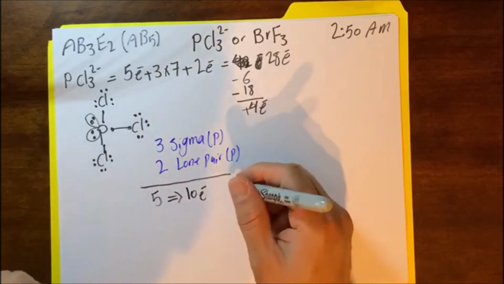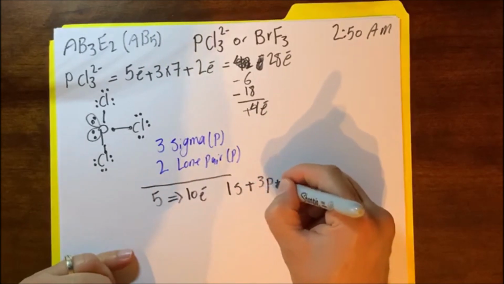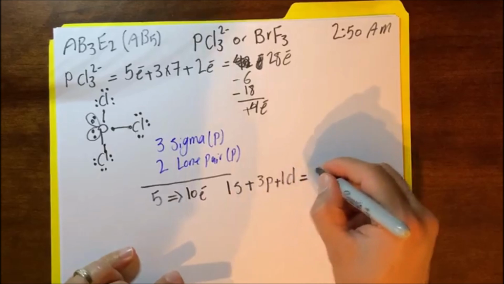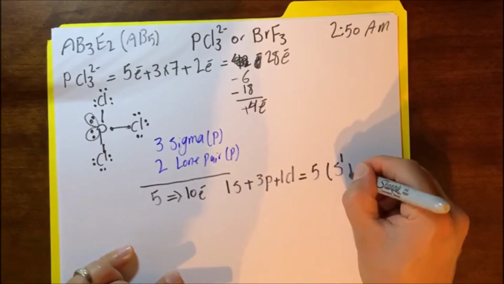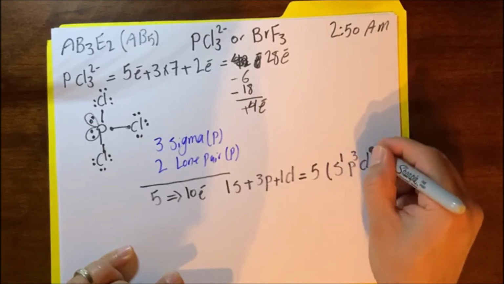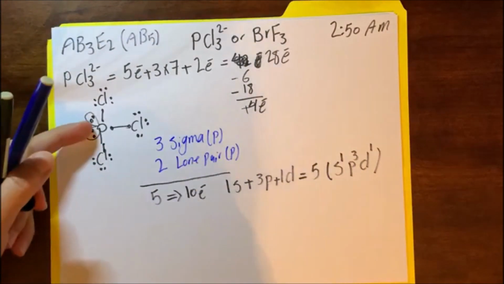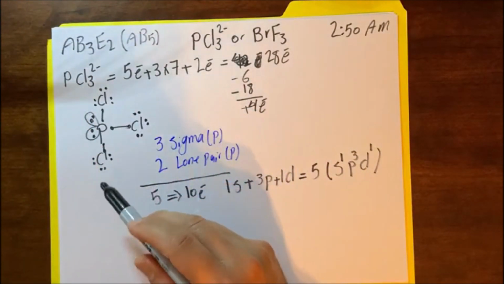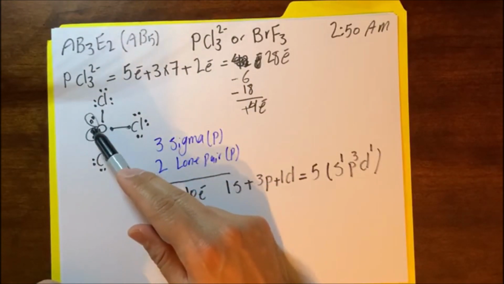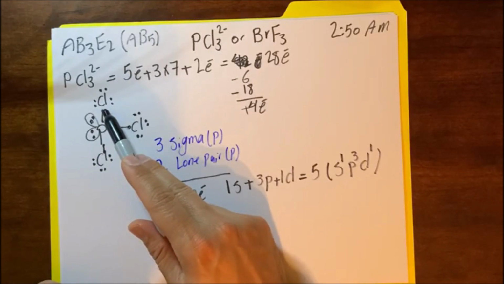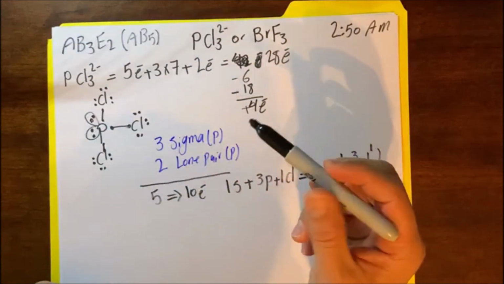We need to have 5 orbitals. You go with 1 from S, 3 from P, plus 1 from D, and you get 5 orbitals of S1, P3, D1. Okay. I put the 2 lone pairs inside the equatorial position. Again, why? Because the bond angle between them will be 120 instead of 90 degrees if you put them in the axial position. So I prefer to put them inside the equatorial position.